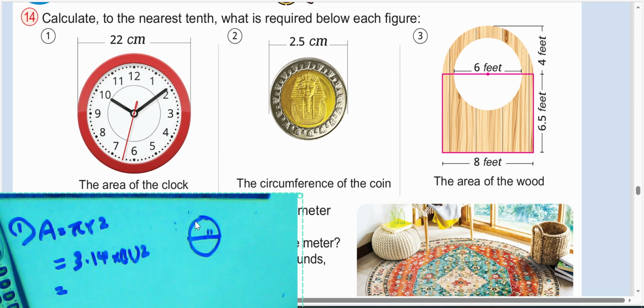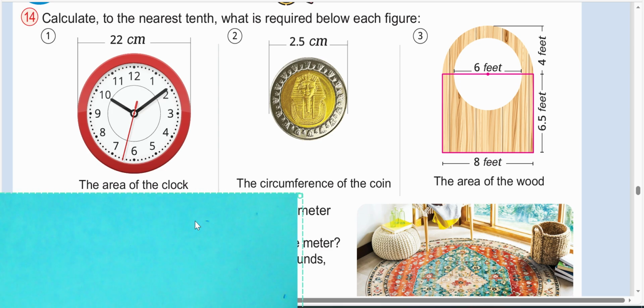Write it using the calculator. 3.14 product by 11 power 2. The result will be 379.94 square centimeters. This is question number 1.